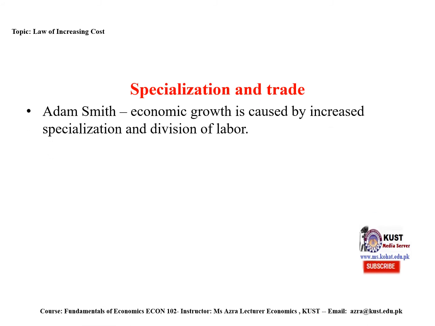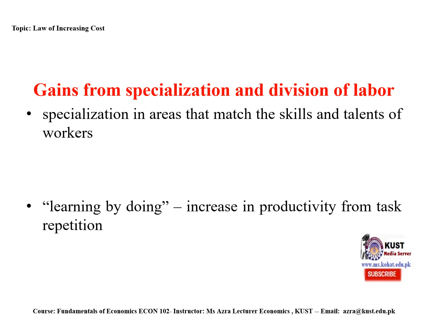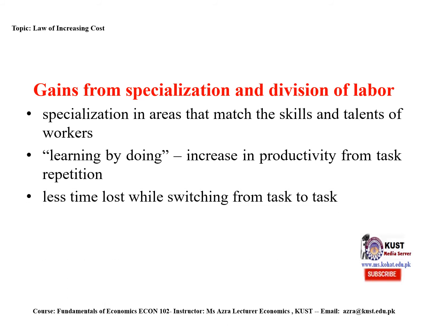What is specialization and what is trade? According to Adam Smith, economic growth is caused by increased specialization and division of labor. Gains from specialization and division of labor: specialization in areas that match the skills and talents of workers, learning by doing, increase in productivity from task repetition, less time lost while switching from task to task.